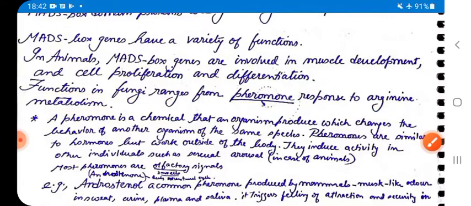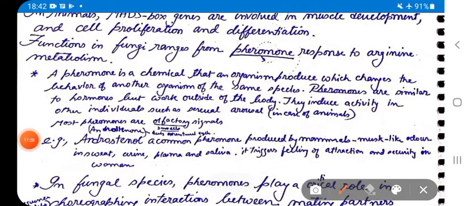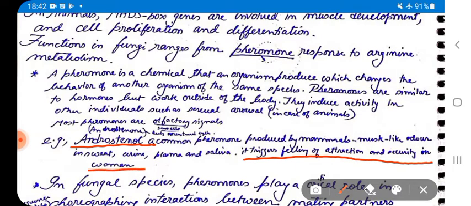For example, I have given more examples of pheromones here just for knowledge. Like androstenol. It is a common pheromone which is produced by female mammals. It has a musk-like odor, which is found in the sweat, urine, plasma, and saliva, and which triggers the feeling of attraction and security in women. So it works like a hormone, but it works outside the body.